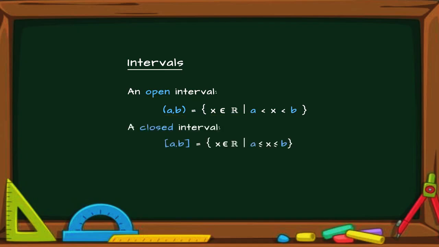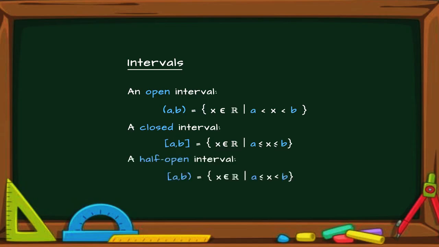Likewise, a closed interval is defined using square brackets, and the closed interval from a to b is the set of all real numbers x such that x is greater than or equal to a and less than or equal to b. So the difference between a closed interval and an open one is that a closed interval includes the two endpoints a and b.